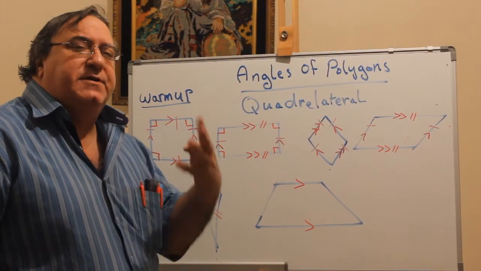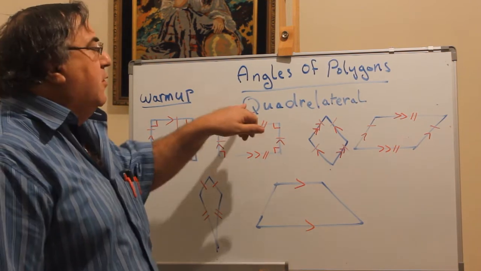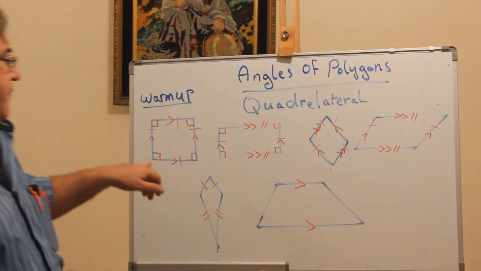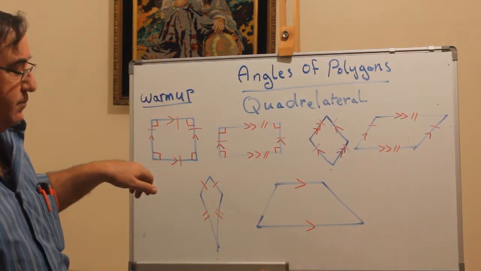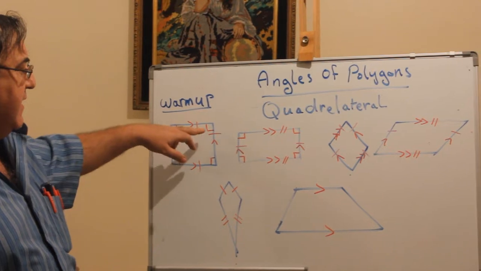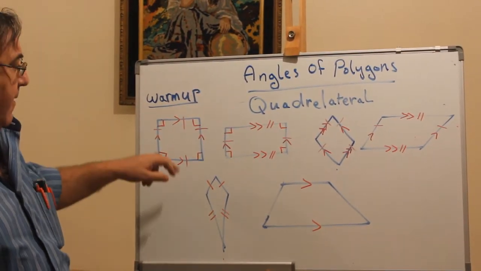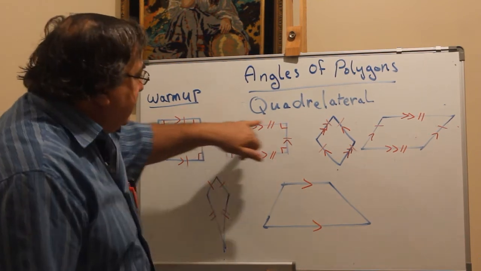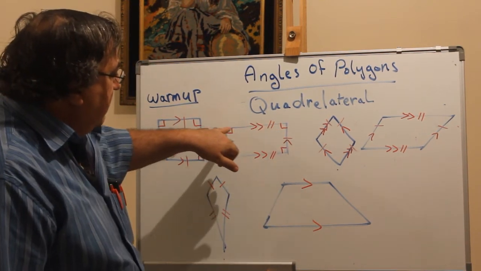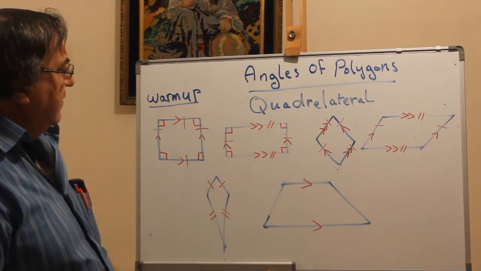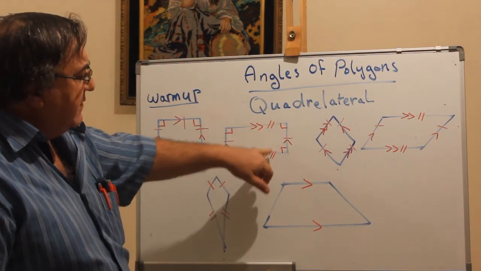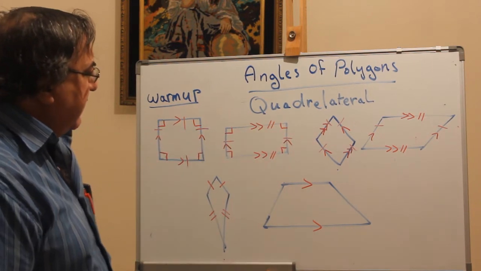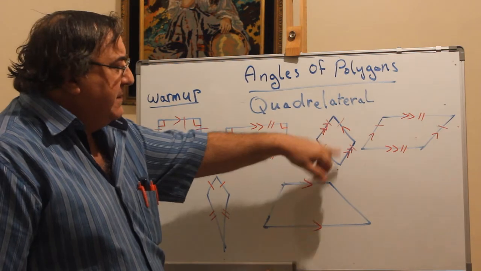Now, we come to the 4 sides polygon. The 4 sides polygon, we call it quadrilateral. And we have 6 famous types in the world. The first one is a square, where the opposite sides are parallel and equal, and the angles are equal, 90 degrees. This one, we call it rectangle. The opposite sides are parallel and equal, and the angles are 90 degrees. We call this type rhombus, 4 sides.